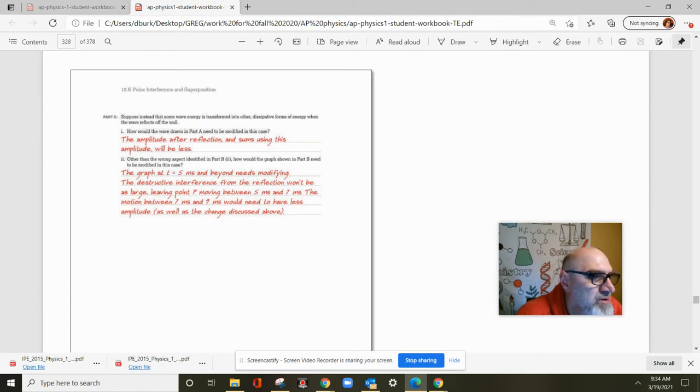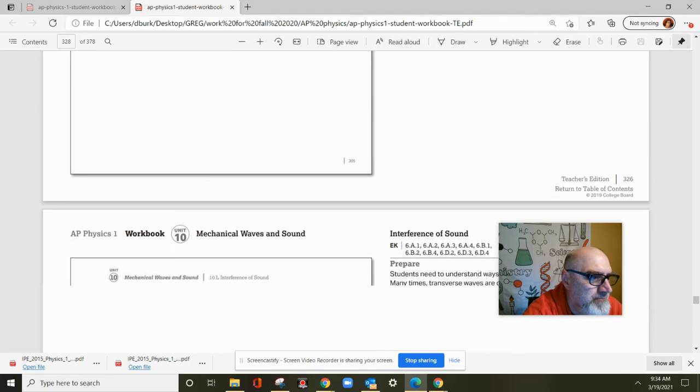If some wave energy is transformed into other dissipative forms of energy, how would the graph be drawn? The reflected wave would be smaller, so the interference wouldn't be as constructive, and there wouldn't be a flat part. There would just be a lower part. How would the graph shown in part B need to be modified? It won't be as large. I just talked about that.